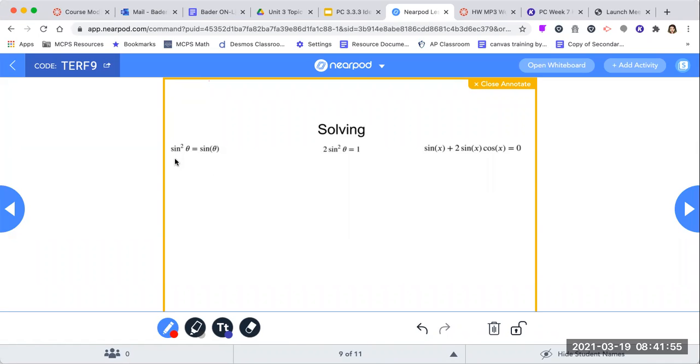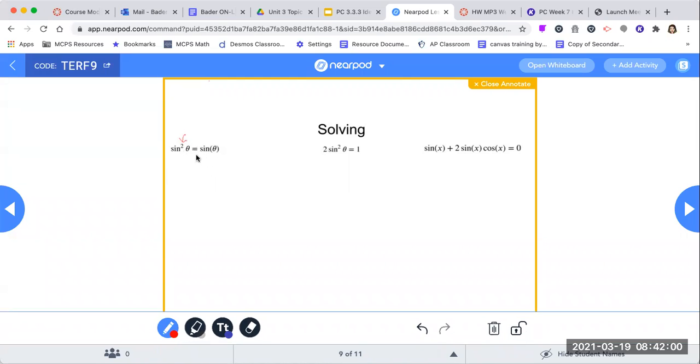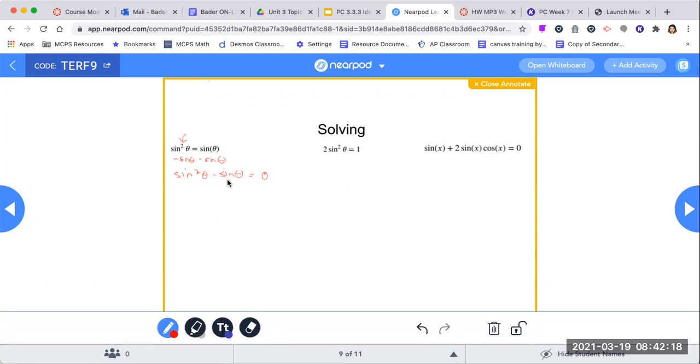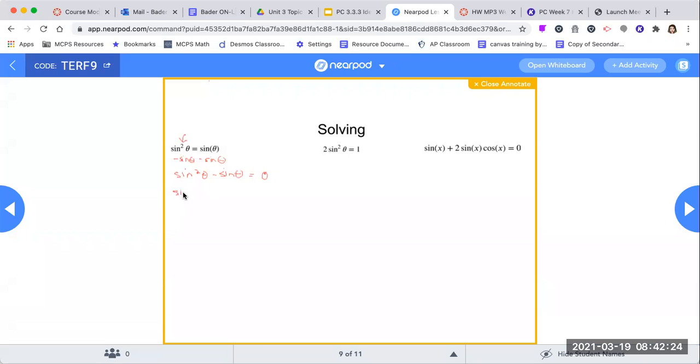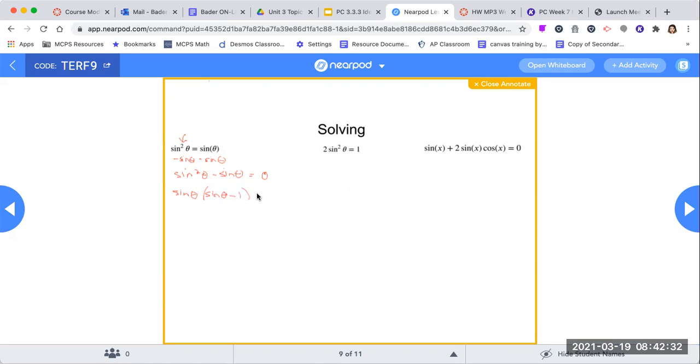So what we're going to do instead is since it's a quadratic equation, we're going to actually set the right side of the equation equal to 0. So we're going to subtract sine of theta from both sides. So that's going to be sine squared of theta minus sine of theta equals 0. And then we're going to GCF. We're going to take a greatest common factor. What can we factor out of sine squared of theta minus sine of theta? Well, we can factor out a sine of theta. And that's going to leave us, if we divide that out of the expression, sine of theta minus 1 equals 0.